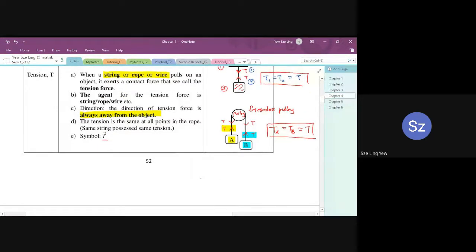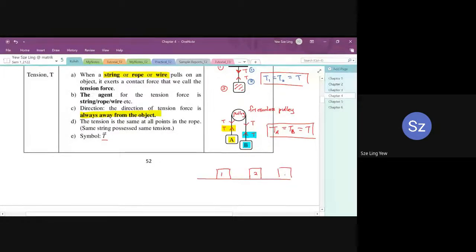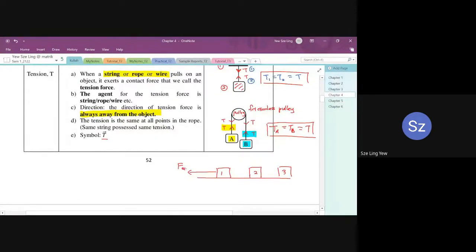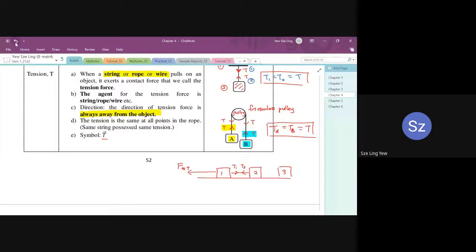So for example, now you have a floor, then you connect object 1, and then object 2, and then object 3. So you pull object 1. When you pull object 1, I'm going to call this the external force because this is exerted by you. When you pull it, it's moving. So this is string number 1. Therefore, string number 1 has T1. Oh, it's T1, not T2.